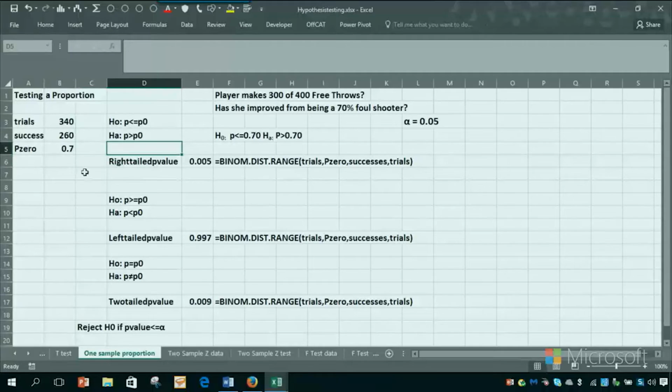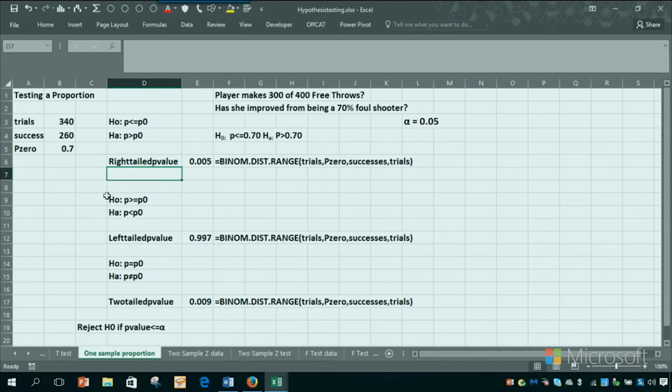In this video, we'll discuss hypotheses involving a population proportion, like the probability of success in a binomial random variable. So there are three types of hypotheses we can have. We can have a right-tailed alternative. The null is that P equals or is less than or equal to P0, a hypothesized value. And the alternative is that P is greater than P0.